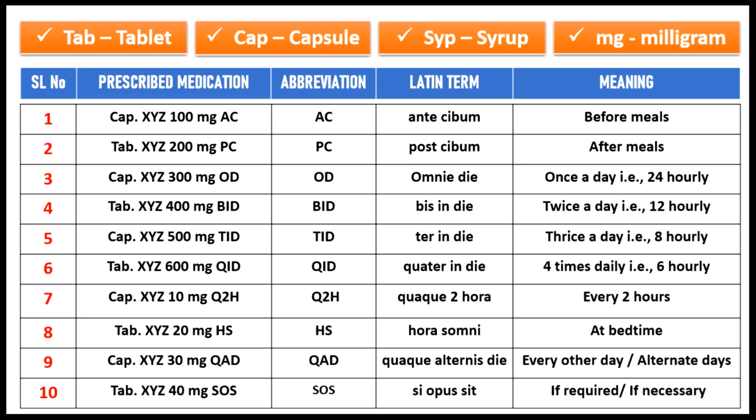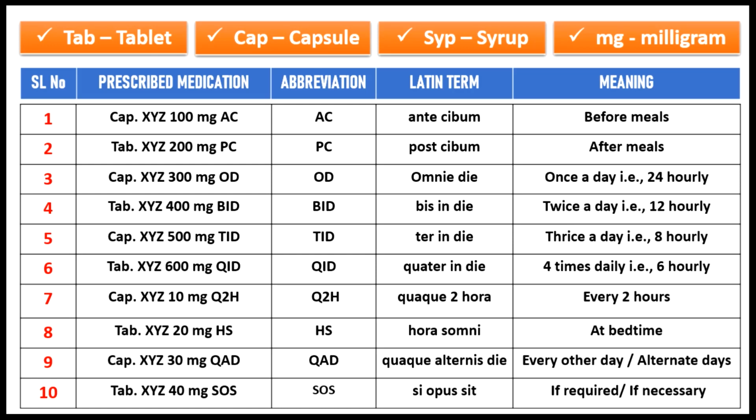Number 3, we have CAP XYZ 300 mg OD. So CAP is capsule, 300 mg is the power of the medicine, and the abbreviation used is OD. The Latin term of OD is omni die, which means once a day. So you should take one medicine in every 24 hours interval. So you can see how it works now. This is getting easier, right?